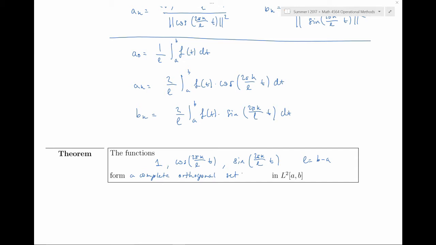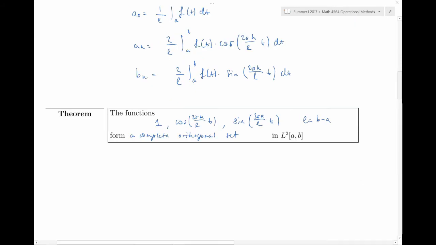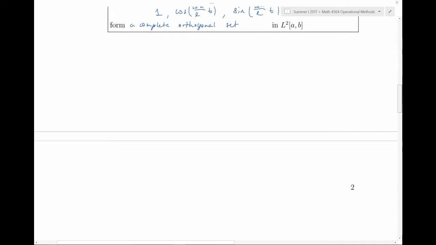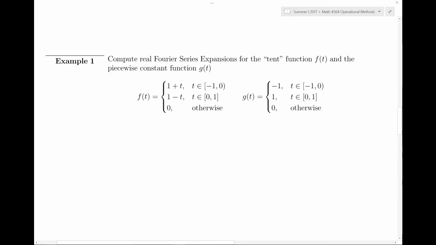The completeness is the bit that I didn't prove, but again, I'm going to sweep the details under the rug and say that this is true, that these functions make a complete orthogonal set. As examples of computations of real Fourier series, I'd like to turn to my favorite functions, the tanh function and the step function. So again, I consider both of those functions to be elements of L2 from -1 to 1.